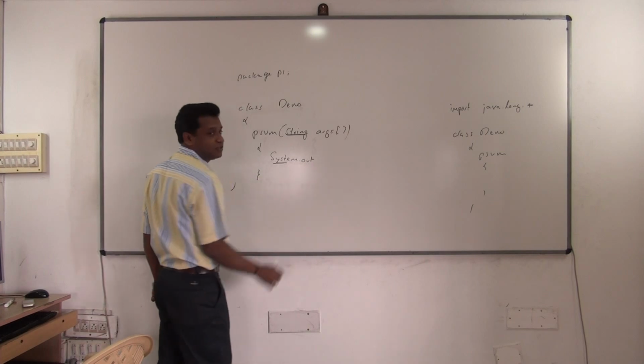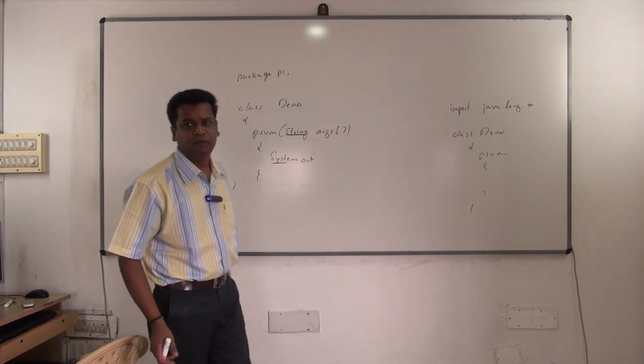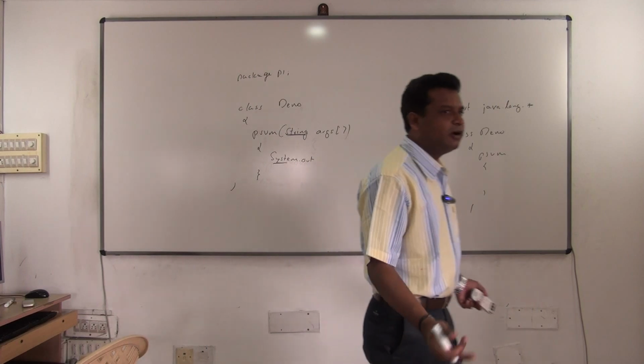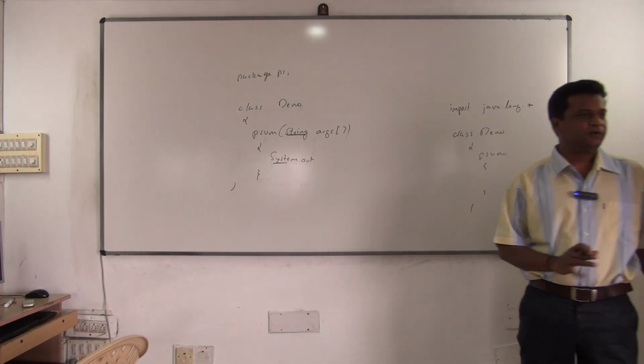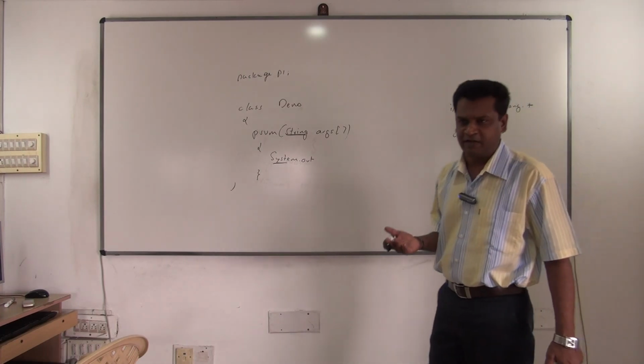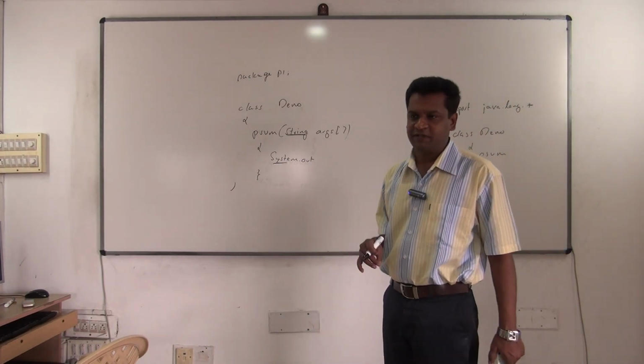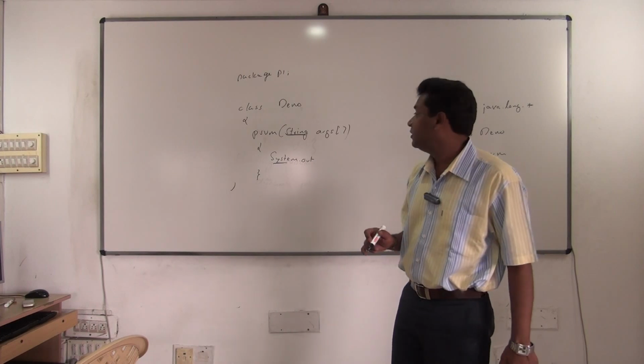But System is also one more class. Where are these classes coming from? We did not import them. By default, all the classes of the lang package are imported. You don't have to worry. But any other class in any other package, you have to import it explicitly. Understood? Okay.